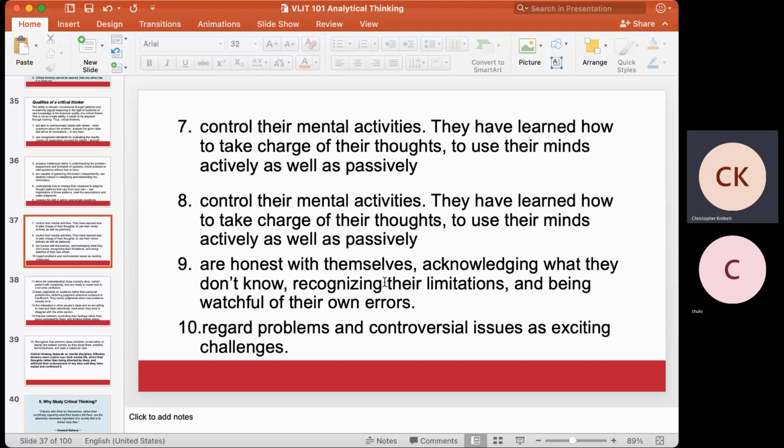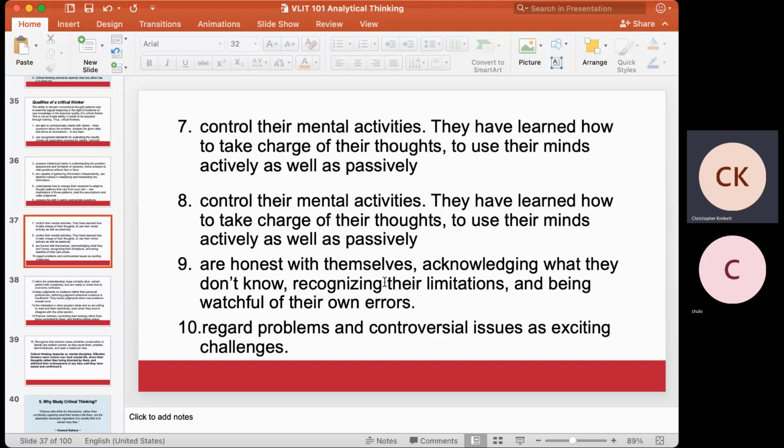Critical thinkers control their mental activities. They have learned how to take charge of their thoughts, to use their minds actively as well as passively. They control their mental activities. So you take note of that. They are honest with themselves. If they don't know, they will tell you they don't know. So they are able to acknowledge what they don't know, and they are able to recognize their limitations, and they are watchful for their own errors.